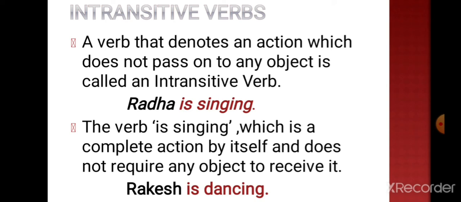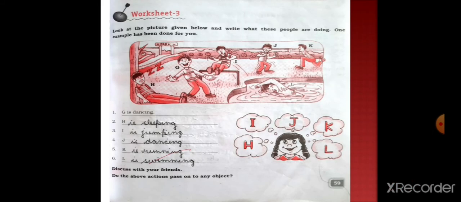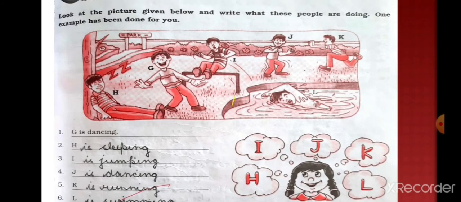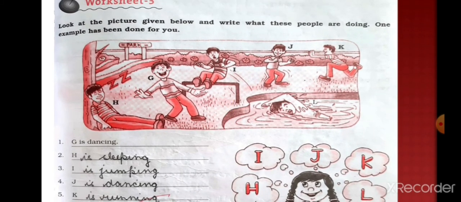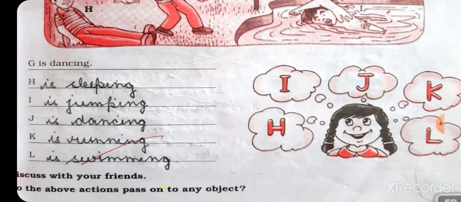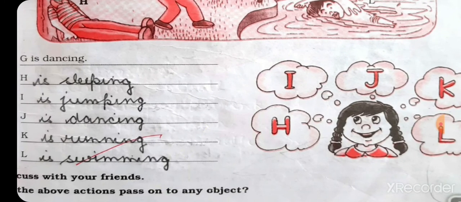Okay, now students, let's move on to worksheet number 3. Look at the picture given below and write what these people are doing. One example has been done for you. Yes, student, first one, G. G is dancing. H is sleeping. I is jumping. J is dancing. K is running. Then, students, L is swimming.